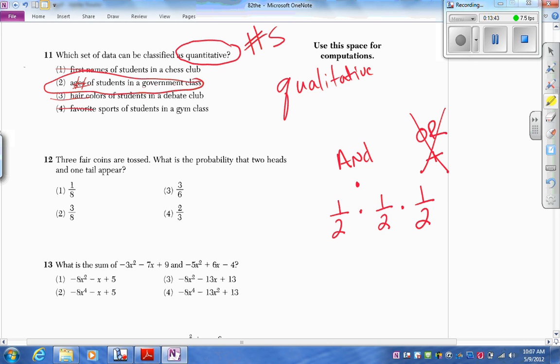When I multiply fractions, you can do it in your calculator if you want. You just multiply the numerators, you get 1. You multiply the denominators, and you get 8. Not 6, you get 8. So the answer is 1/8. Choice 1.